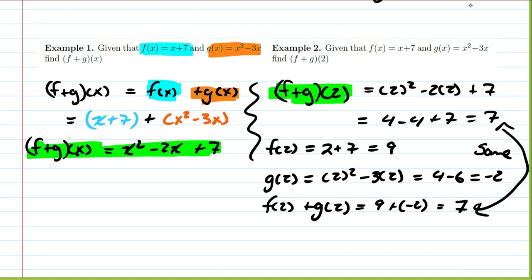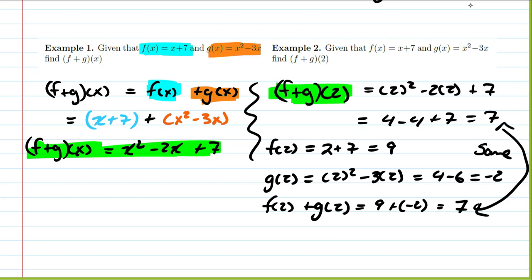So the idea of function algebra is that whether we evaluate the functions first and then perform the operation, we will get the same output as if we do the function addition or subtraction or whatever first and then evaluate the new rule that we have after. So there are pros and cons to both methods.